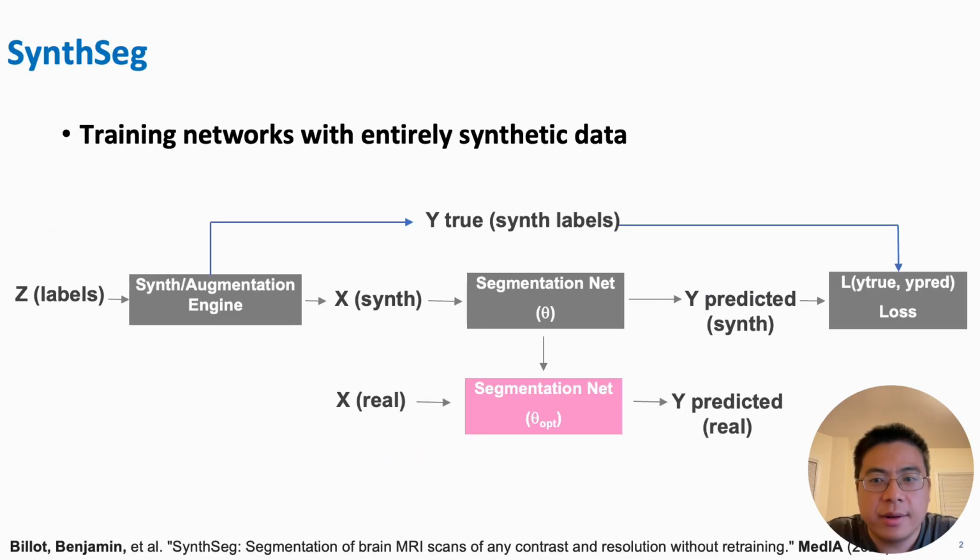SynthSeg showed that networks can be trained entirely on synthetic data to handle diverse MRI contrasts and resolutions without retraining. However, its random synthesis rules are fixed and not necessarily optimal for real data performance. Learn2Synth builds directly on this idea by learning how to synthesize more useful data.